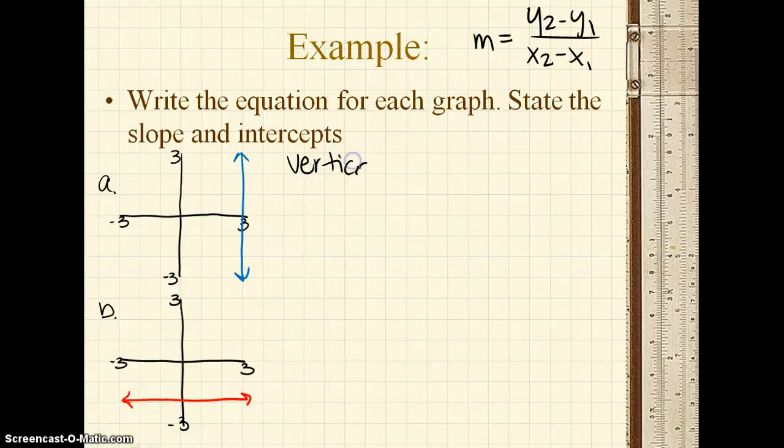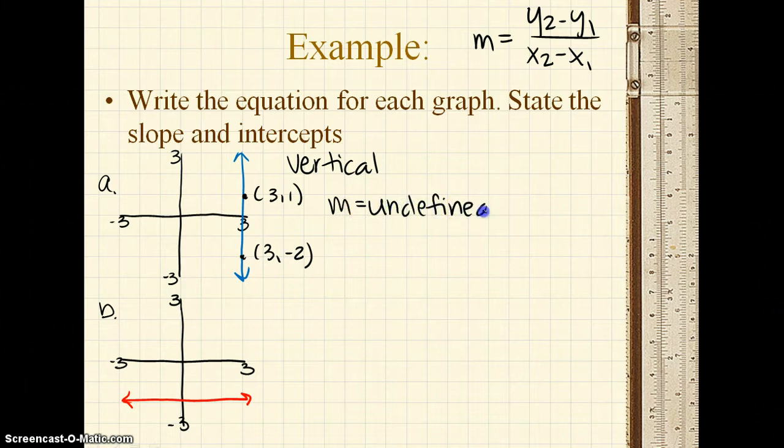If we were to label a couple points, you should recognize that the x values are the same. So since the x values are the same, that would make our slope undefined. And then we can go ahead and move on to the intercepts. As you look at it, you can already tell that the y-intercept doesn't exist because this is never going to cross the y-axis.